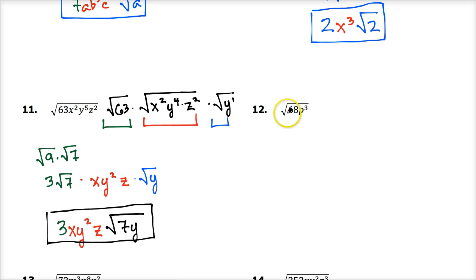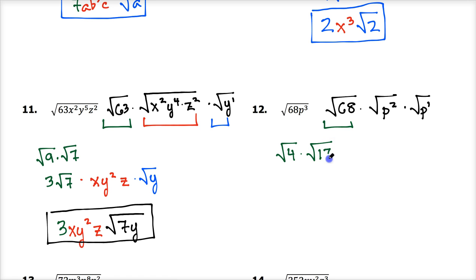Number 12, radical 68p to the third. So we'll make this radical 68 times, my exponent is odd on the p, so I'll make this radical p squared, and then times a radical p to the first. Think about the largest perfect square that goes into 68, and that would actually be 4, so I can make this radical 4 times radical 17 is how many times it goes in. Radical p squared is just p, and at the end I have a radical p.